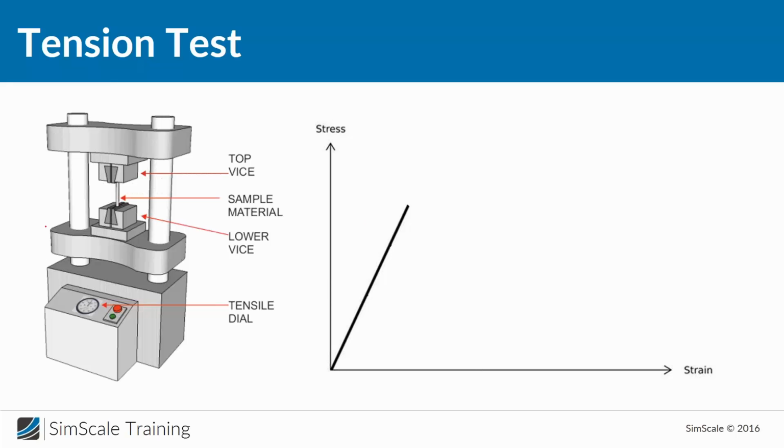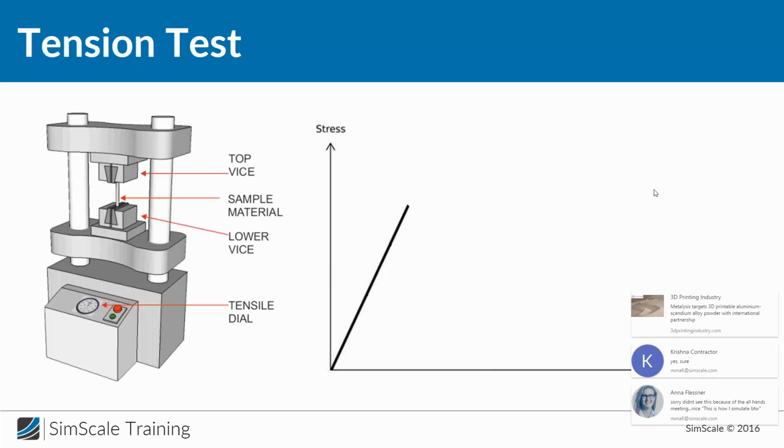And this is a tension test machine. And this kind of machine is used to characterize material probes. And I'm quite sure if you have studied engineering that you have used this machine on your own, or at least saw it somewhere in a lab or something like that. Great.